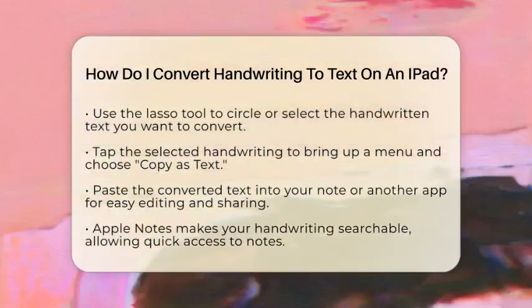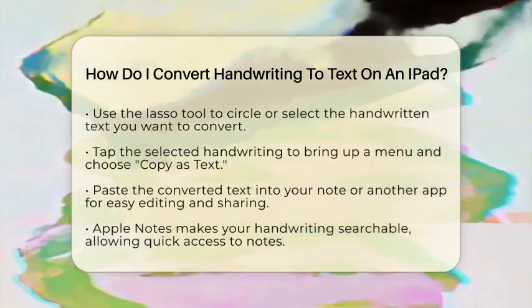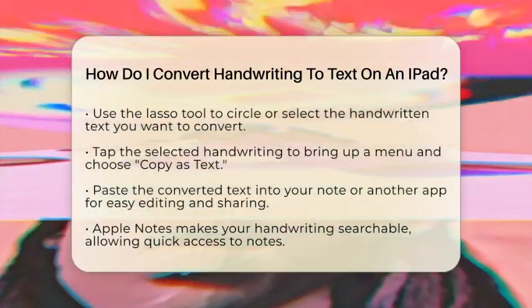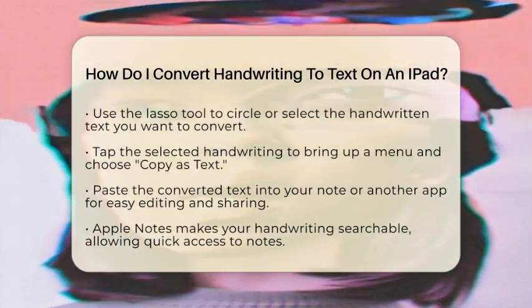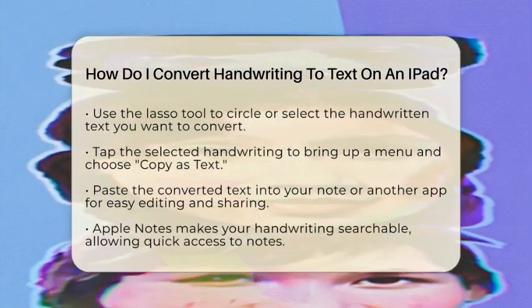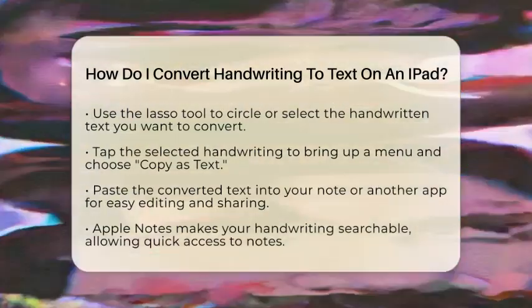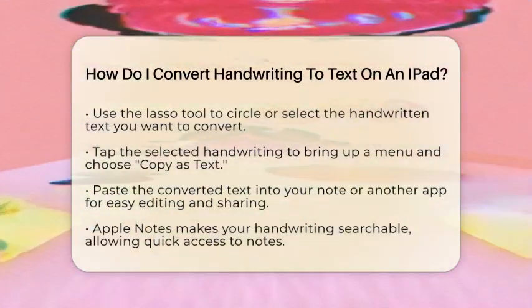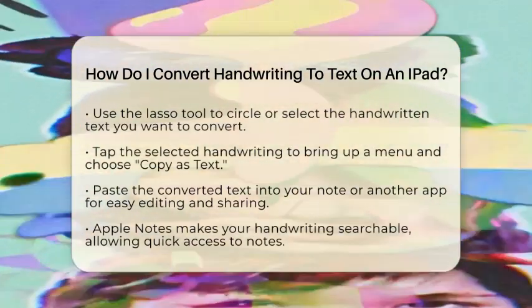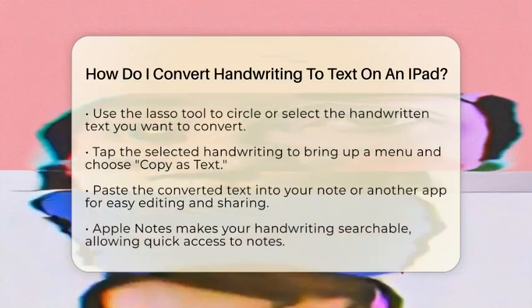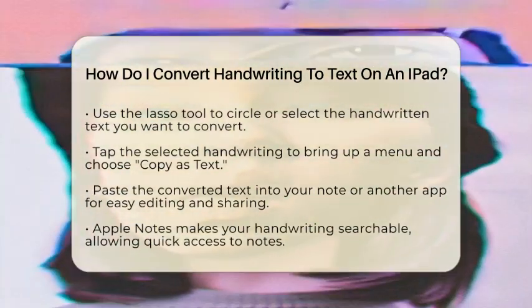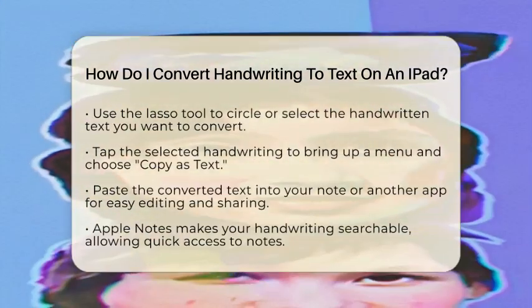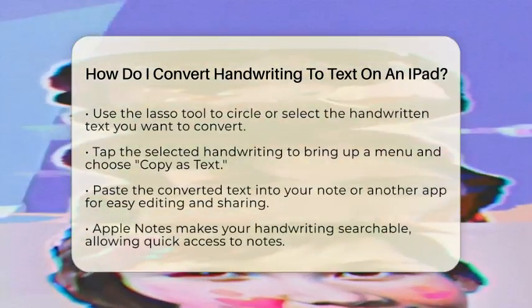Once you have written your notes, it is time to convert them. Use the lasso tool to circle or select the handwritten text you want to turn into typed text. This tool is very handy and allows you to choose exactly what you want to convert. After selecting your handwriting, tap on it. A menu will pop up, and you will see the option that says Copy as Text. Tap that option, and your handwritten notes will be converted into text.